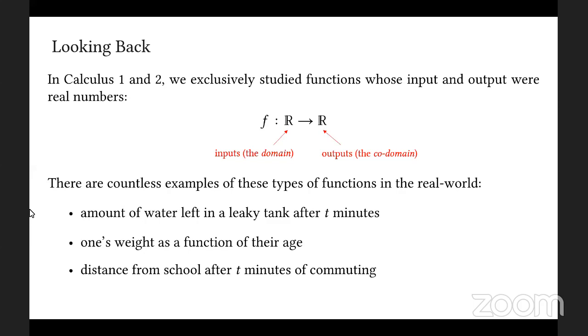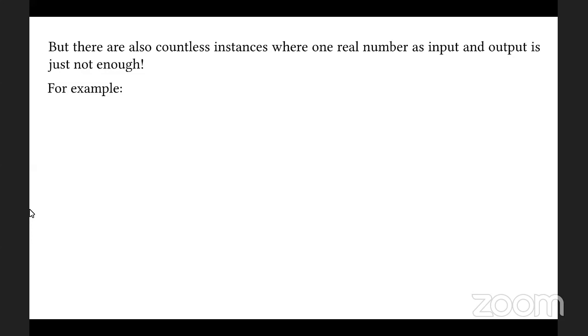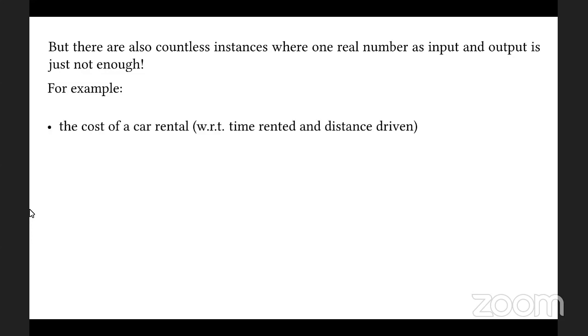And there are countless examples of functions like that in the real world. But there are lots of examples of functions that we might want to model where one real number as an input and an output is not sufficient. For example, the cost of a car rental is maybe a function of the amount of time that you rented it and how far you drove it, right? And then it's outputting the cost. That would be an example of a function from R2 to R.